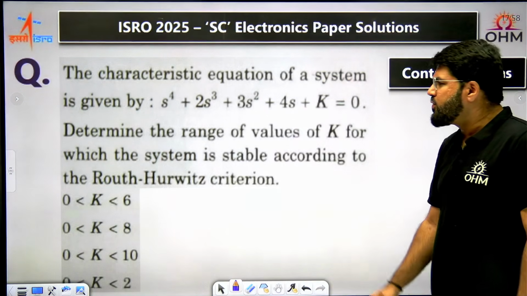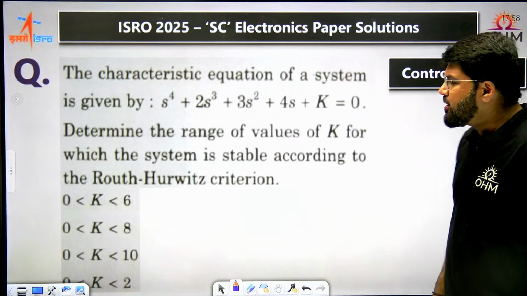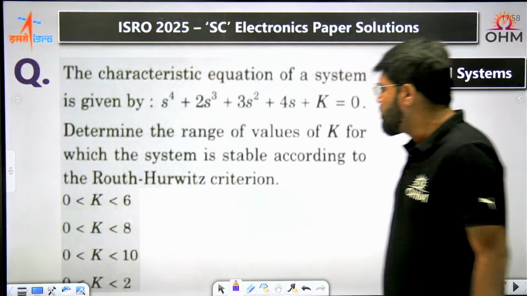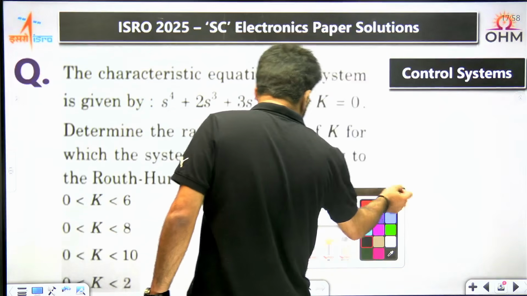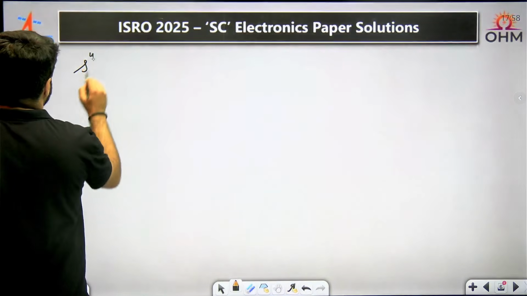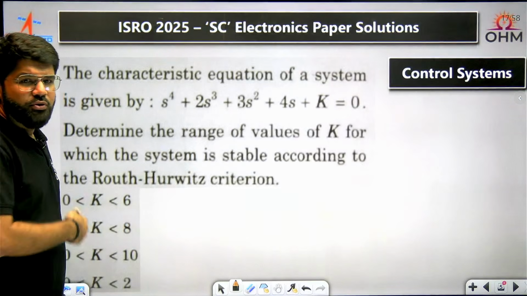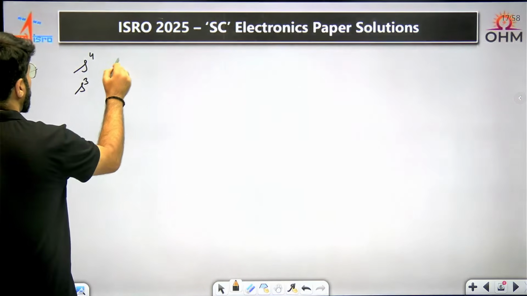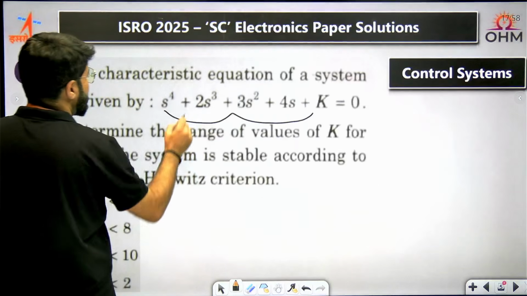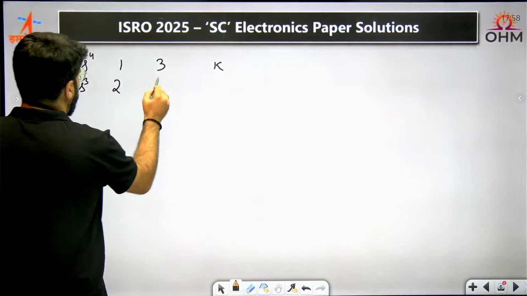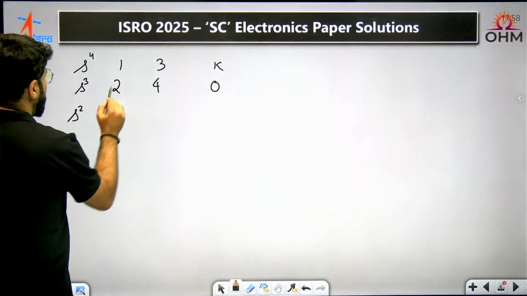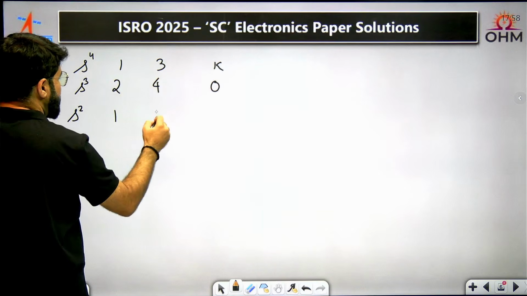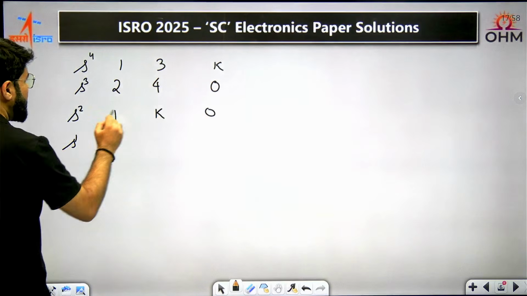The characteristic equation of a fourth order system is given to you. Determine the range of the values of k for which the system is stable according to the Routh-Hurwitz criterion. Simple only. You just have to feed this into the Routh array. Starting with the first two rows, s power 4 and s power 3. The s power 4 coefficients are 1, 3 and k. Rest will be 2 and 4 and 0. For s square: 6 minus 4, 2, 2 by 2, 1. 2k by 2, because this is 0, so 2k by 2 is k, 0. Then s power 1 row, 4 minus 2k.